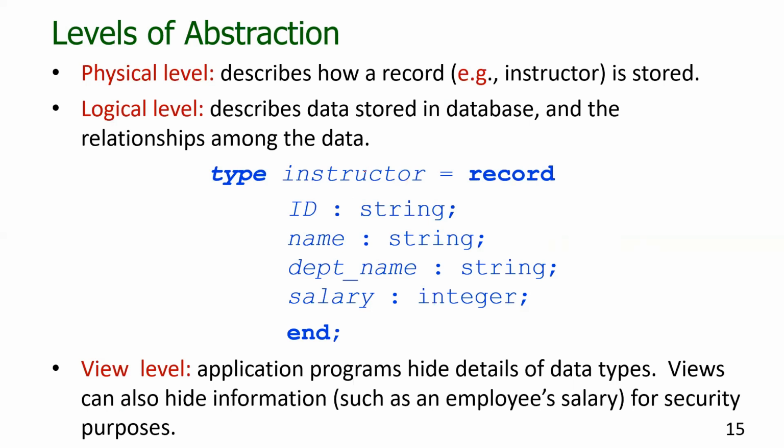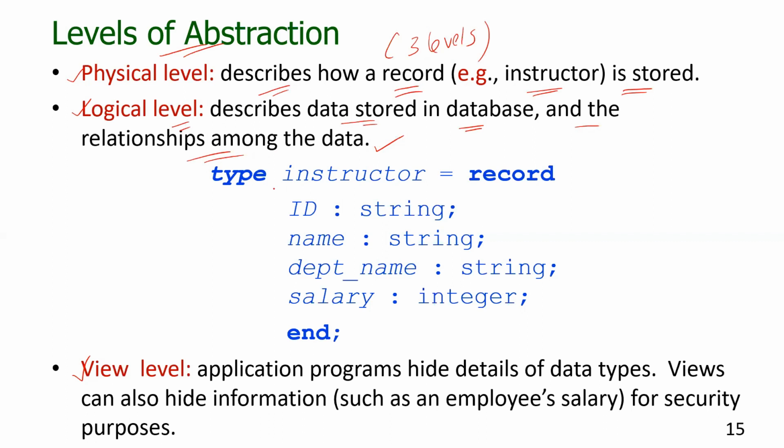Then, earlier we have seen data abstraction. There we mentioned various levels of data abstraction. So what are the various levels? Here you can see the levels of abstraction. We have the physical level, logical level, and view level. Majorly, there are 3 levels of data abstraction. The physical level describes how a record is stored, for example, an instructor in the previous example, how a record is stored physically. The logical level describes the data stored in the database and the relationships among the data.